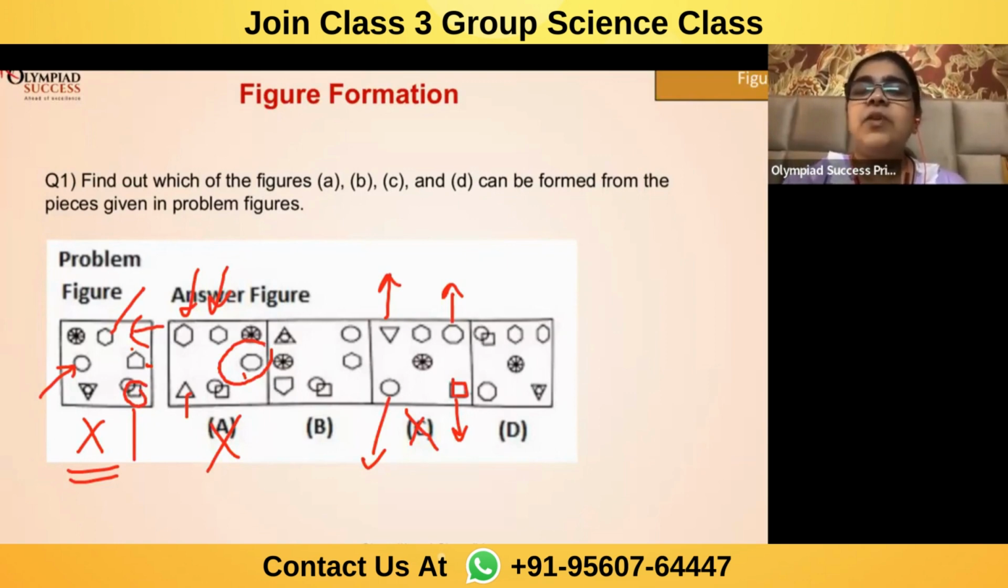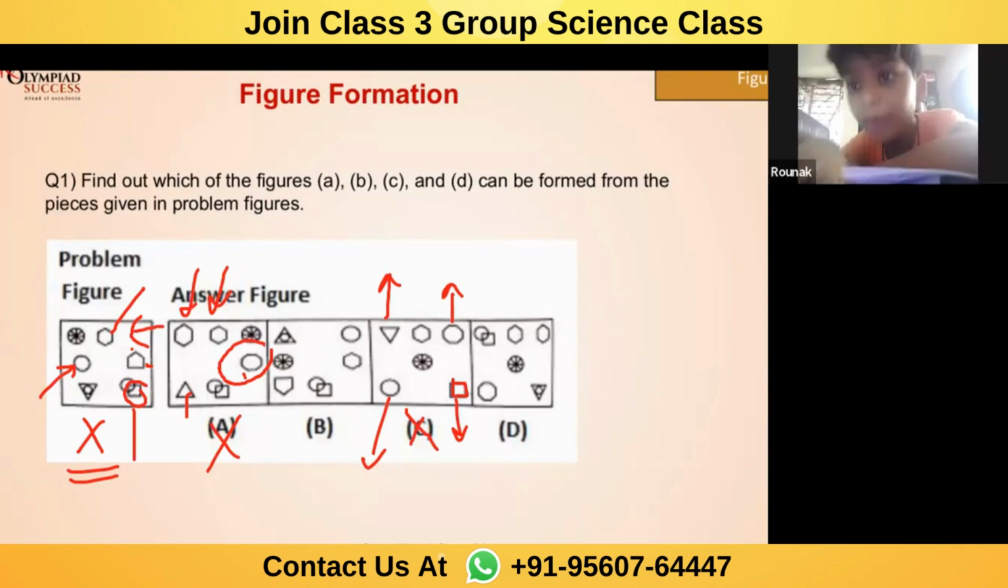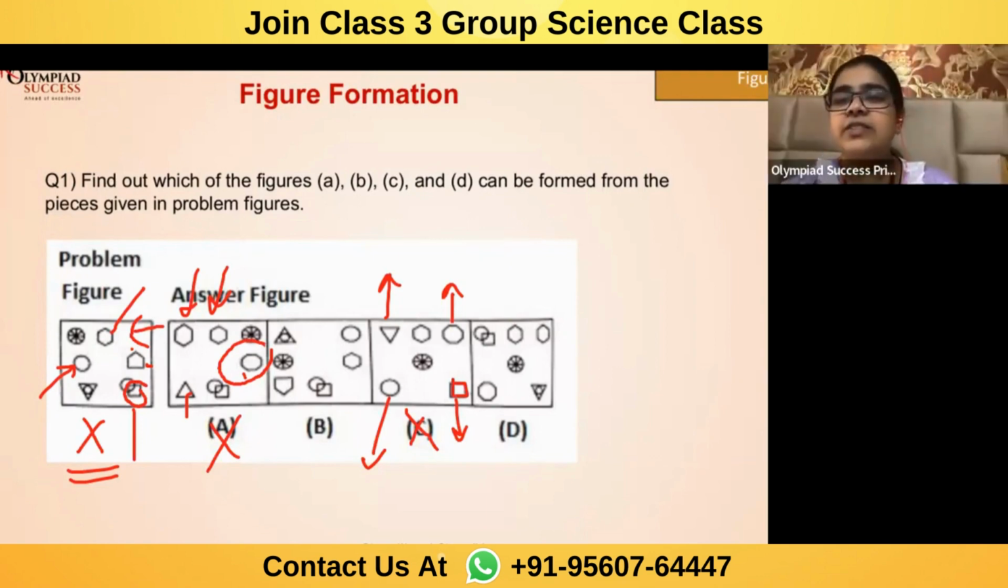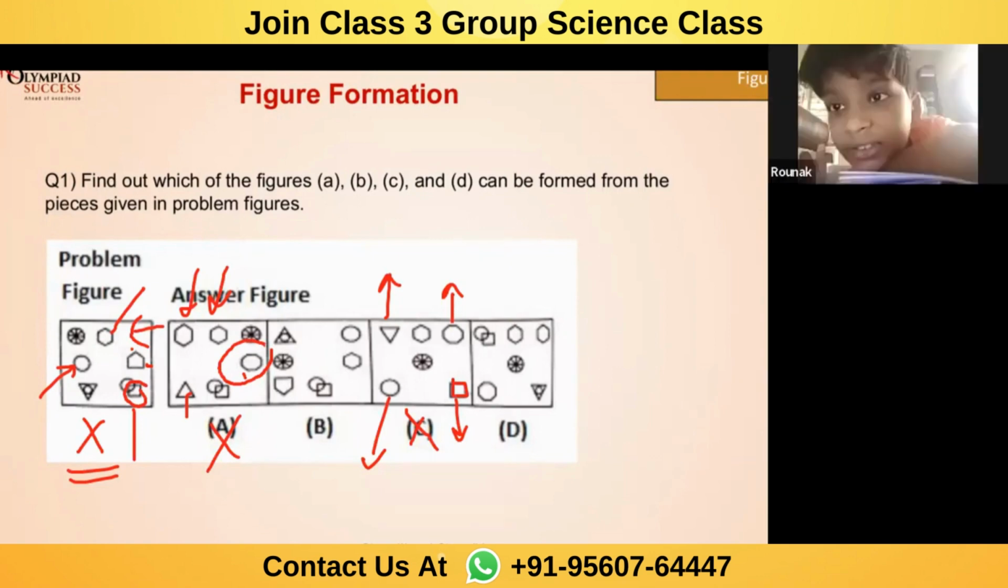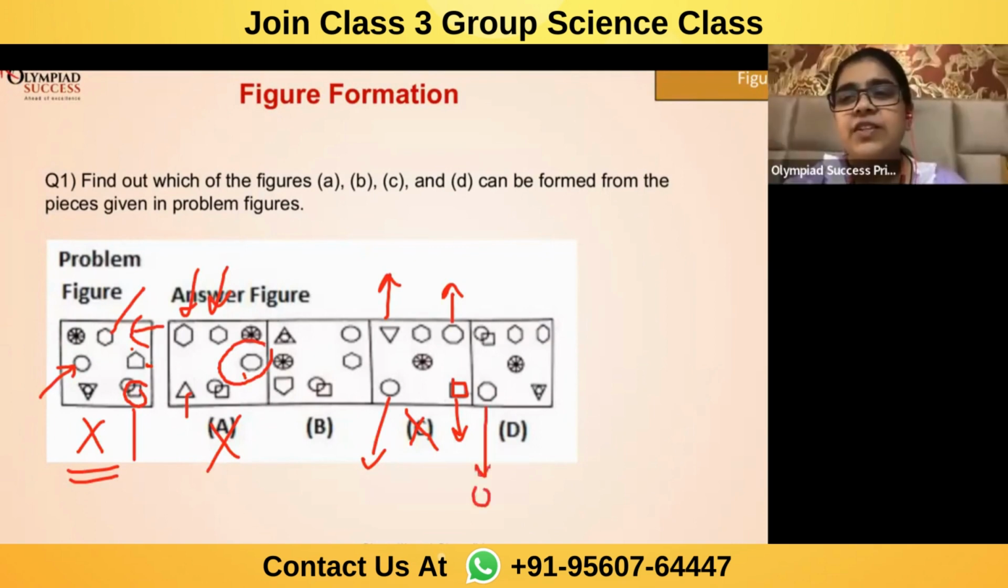Ronak, you tell me, why is option D wrong? Ma'am, option D is wrong because there is a shape, I don't know the name, but there is a shape that is not in the figures. This one is an octagon. An octagon is not there in that figure. That's correct, Ronak. Thank you.